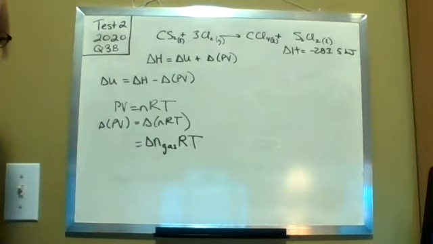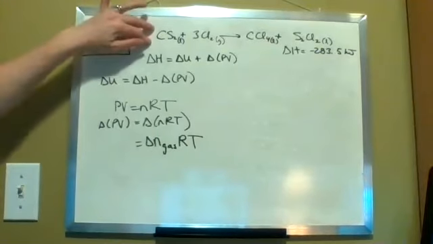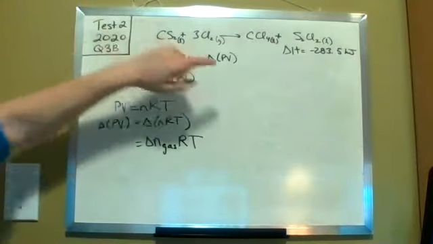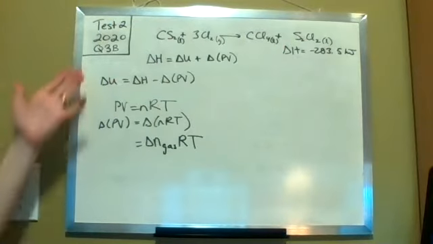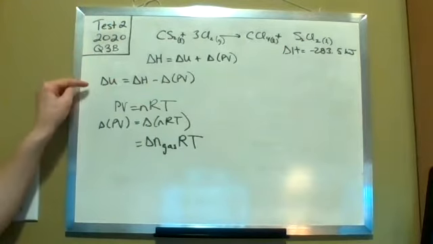Hello, this is the continuation of question 3 from test 2 of 2020. Remember in part A, we had this reaction here that we're looking at, and using Hess's law, we found the enthalpy for this reaction. And in this question, part B, it wants to know delta U.